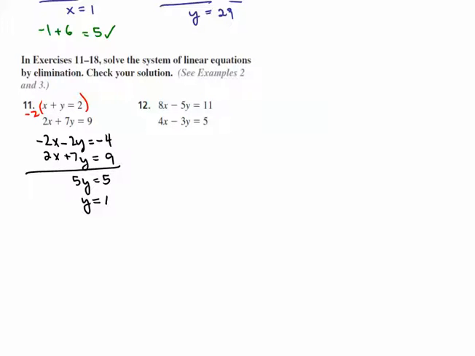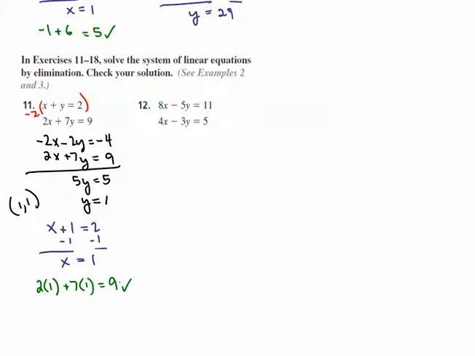We take the y value, plug it into the top equation. X plus 1 is equal to 2. Subtracting 1 from each side, we get x is equal to 1. Thus, the solution appears to be 1, comma 1. We still want to check that. We're going to go to the second equation, plug in 2 times 1 plus 7 times 1. That's 2 plus 7, which does indeed equal 9, and so that checks out.